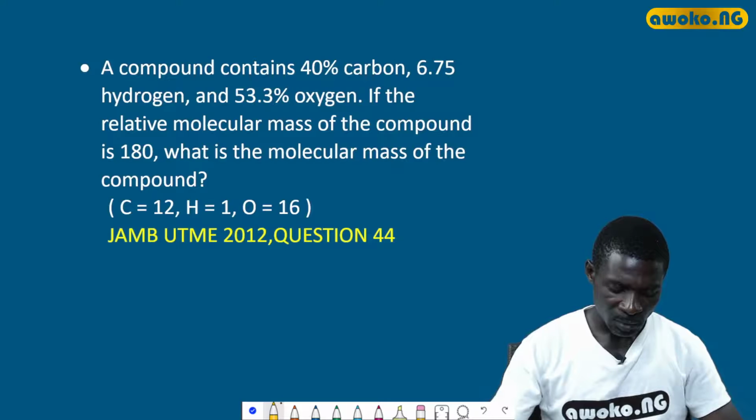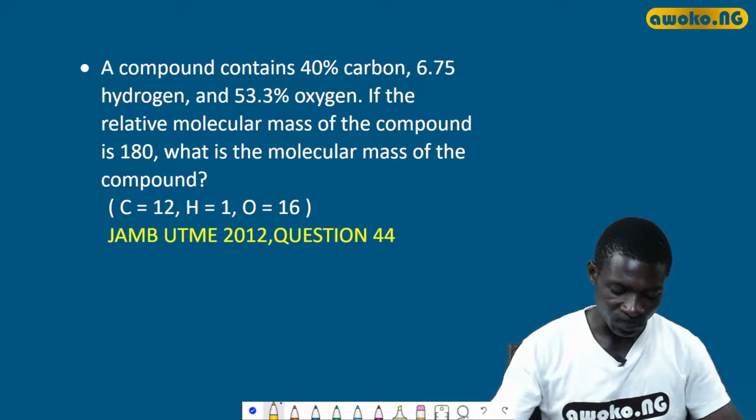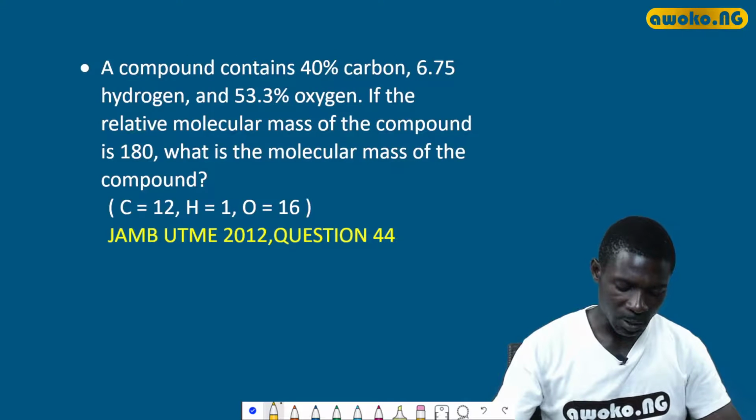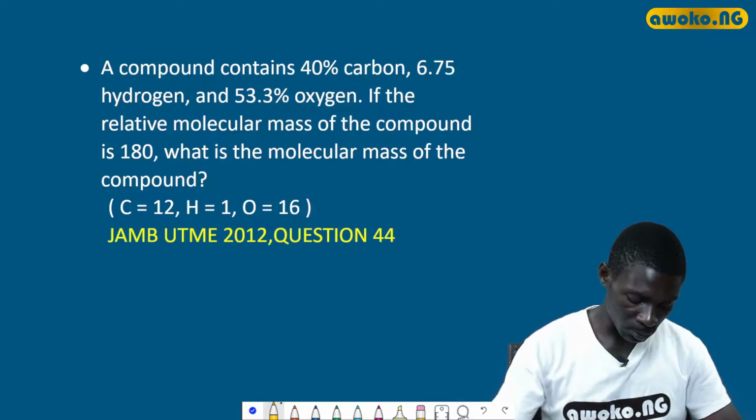Now we have been given the atomic masses of the individual elements as carbon 12, hydrogen 1, oxygen 16. So we can simply calculate the molecular formula. Now, looking at the question, it is derived from the JAMB UTME 2012 question number 44. So if we can solve this in class, I strongly believe that if you come across something like this in your exam, it will be very easy for you to solve.